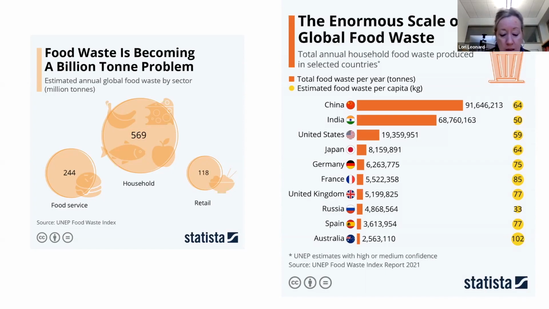And the graphic on the right breaks this down by country. So countries with large populations like China and India understandably produce in net terms the most food waste. And that's what the orange bars there depict. But the yellow circles on the right show food waste per capita, right? And the picture there is that some countries are more wasteful than others on a per capita basis. Australia, in this case, comes out on top with 102 kilograms of food per person per year. It's about 225 pounds.